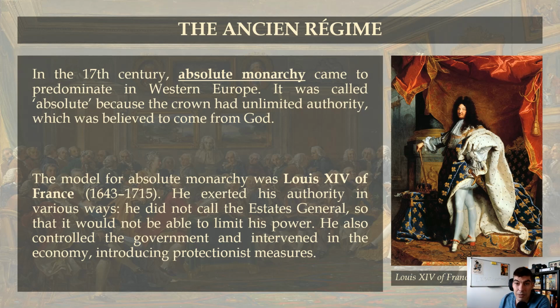What is the model, the most important king, the symbol of this absolute monarchy? Louis XIV of France, okay, who ruled during these years. He exerted his authority in various ways. For example, he did not call the States General. The States General, los Estados Generales, is the parliament of the Kingdom of France, okay? The king used to need the parliament in order to pass some laws or to raise new taxes, and Louis XIV did not call them ever.